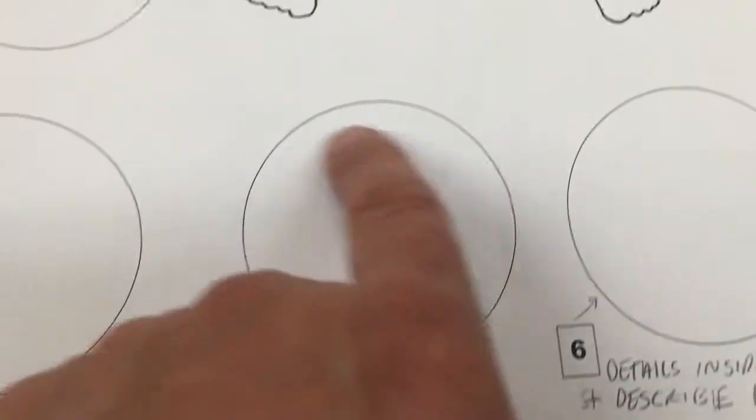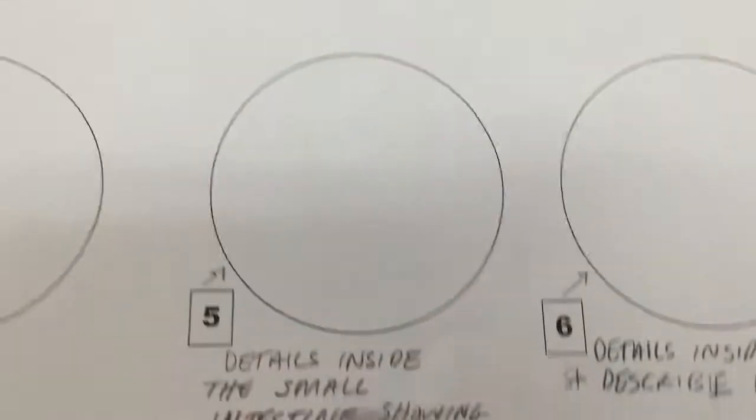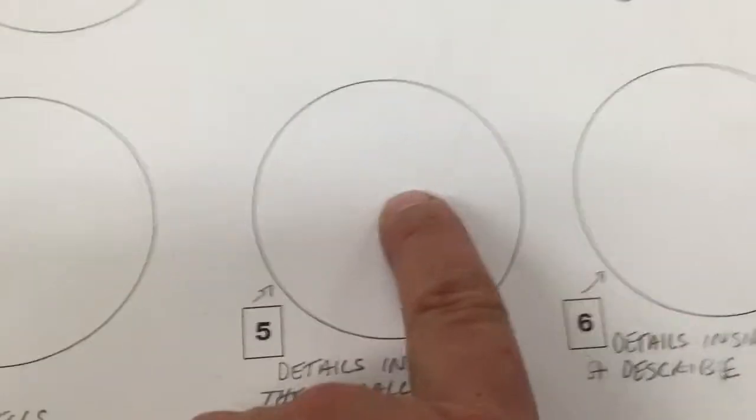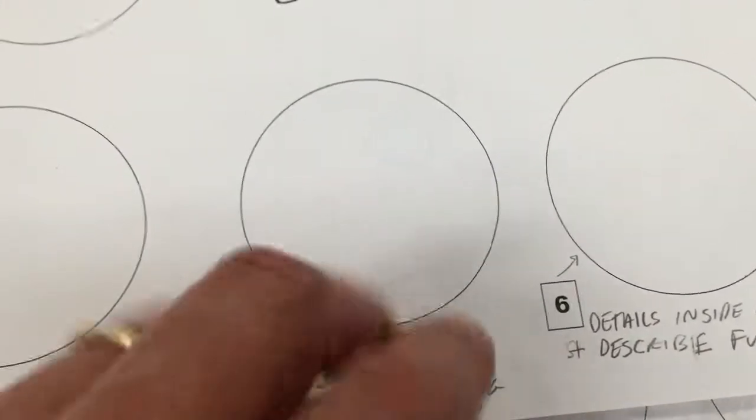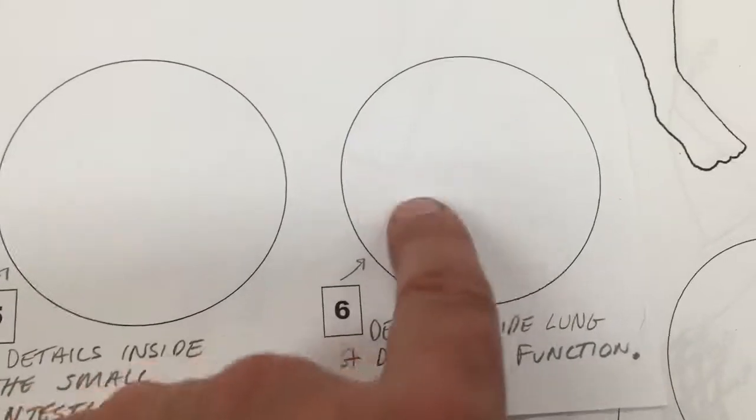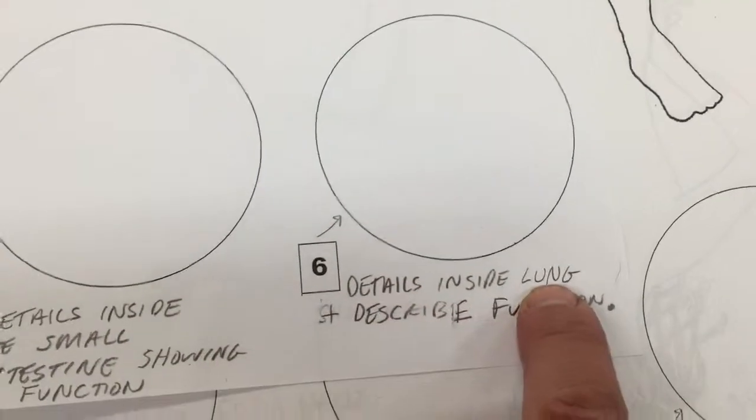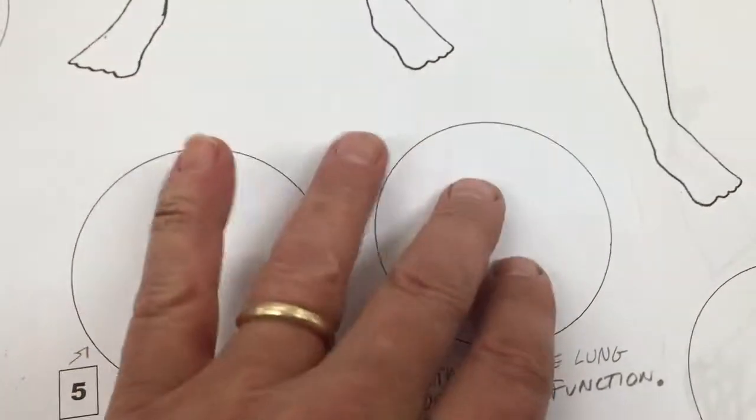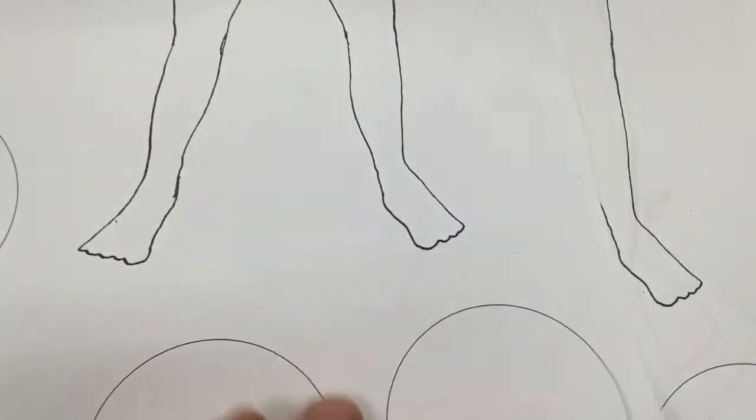And then if you know anything about the inside of one of these structures called the small intestine, you're going to draw what that looks like here and describe what it does. And then see if you know anything about what's inside of these structures called lungs. How does the lung work? There are little microscopic structures in there. Do you have any idea what they look like?